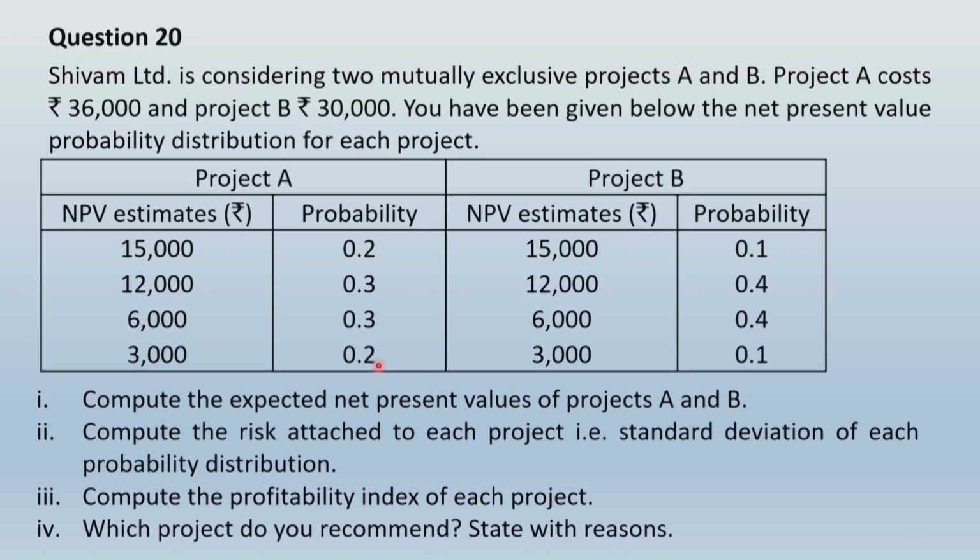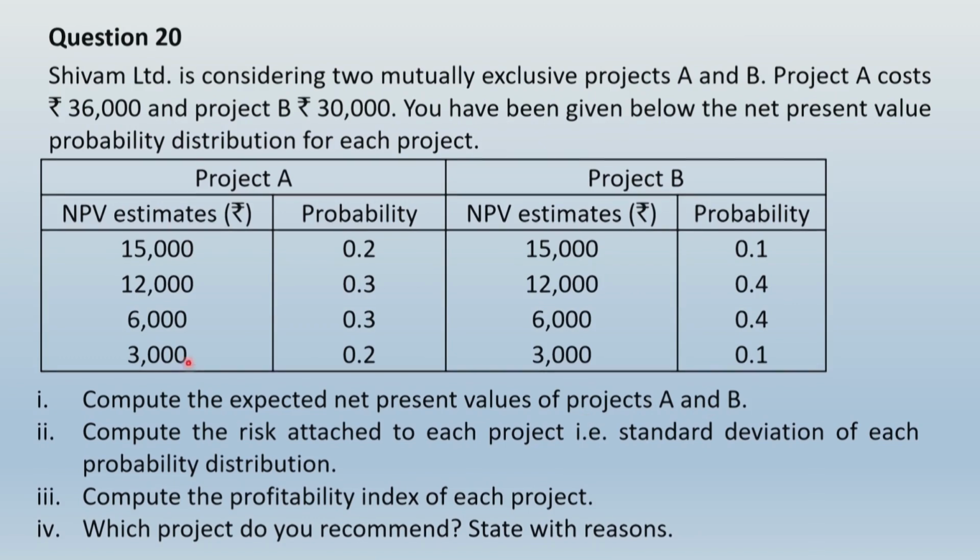Because these are NPV estimates along with their respective probabilities, we can directly find expected NPV by multiplying these respective probabilities to the given values of NPVs. So what is the question asking you? Compute the expected net present values of project A and B.